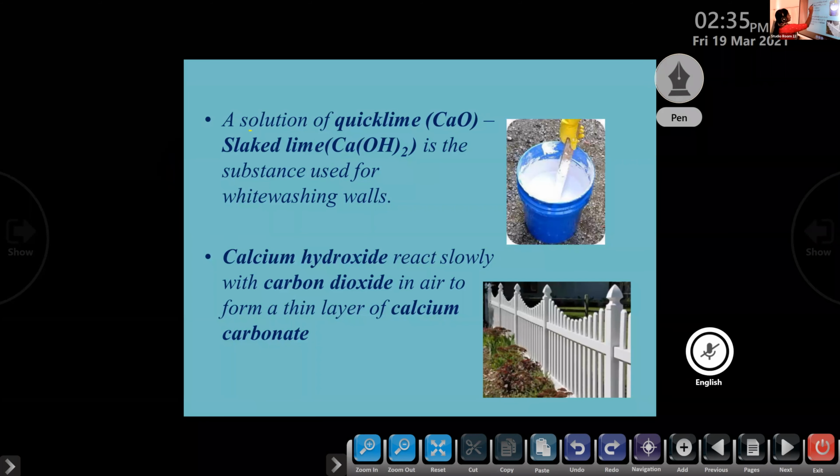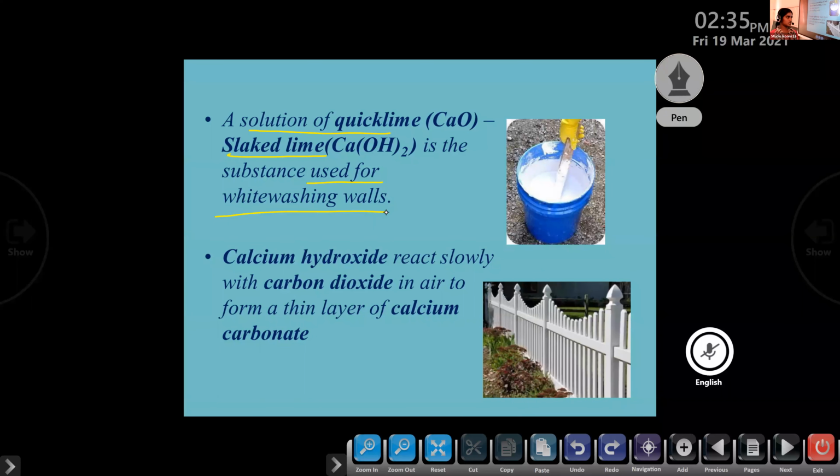Then we are going to the use of this one. A solution of quicklime, that means quicklime dissolved in water, is slaked lime. It is the substance used for whitewashing walls. Okay, clear? A solution of quicklime, that means quicklime dissolved in water, that is slaked lime. So this substance is used for whitewashing walls.